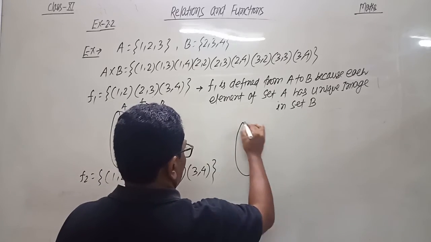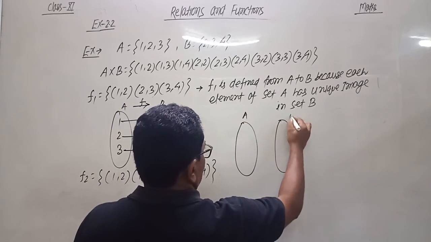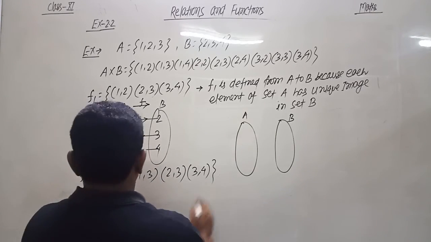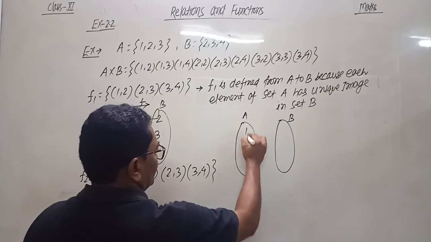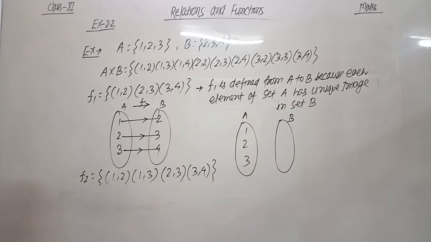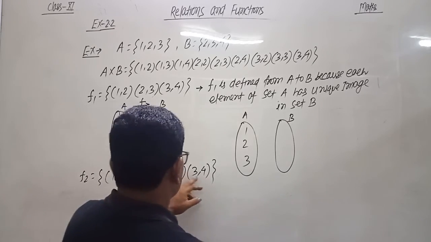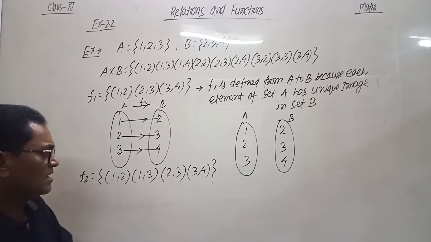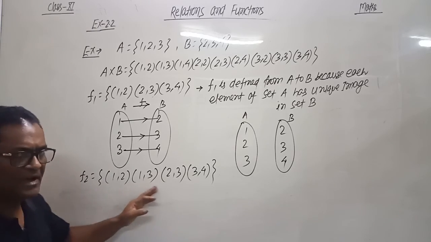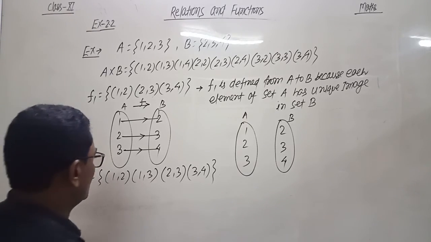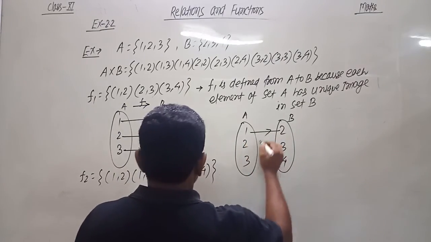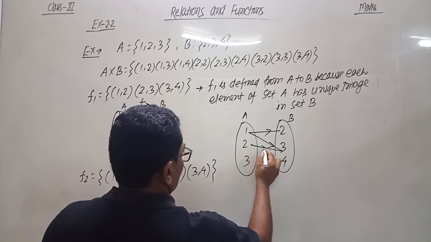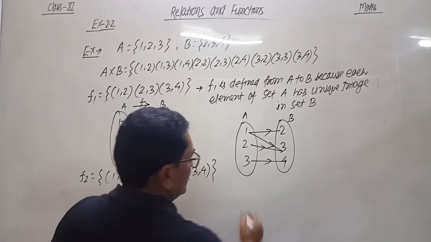Then draw the ray diagram, set A and set B. The first elements of the ordered pairs belong to set A, so 1, 2 and 3. The second elements of the ordered pairs belong to set B, so 2, 3 and 4. f2 is a subset of A cross B, but it is not a function. Why is it not a function? Let us see. 1 has the image 2, 1 has the image 3, 2 has the image 3, and 3 has the image 4.